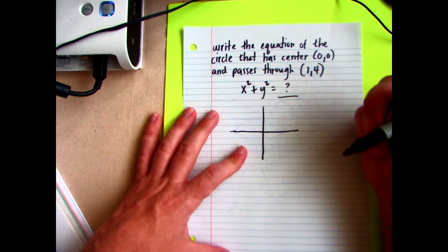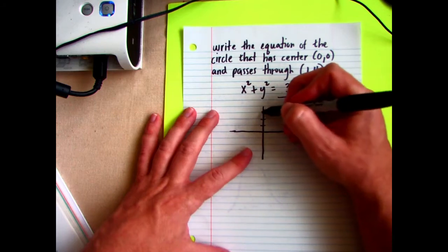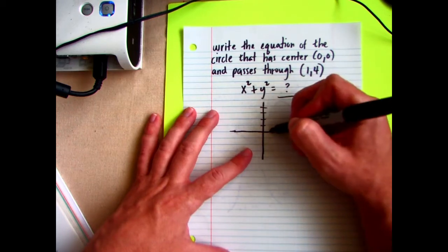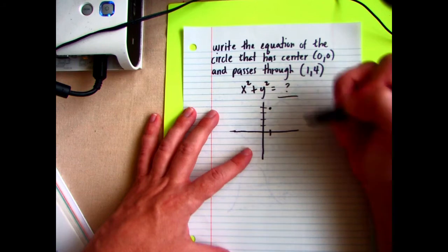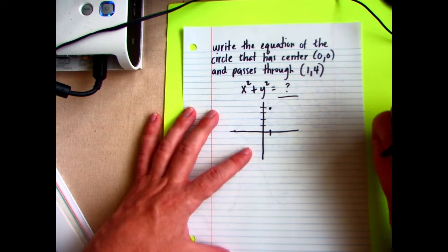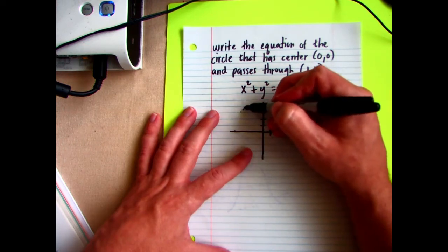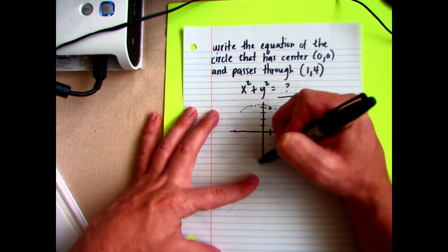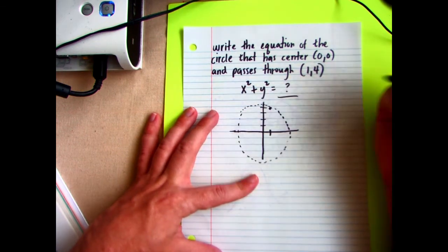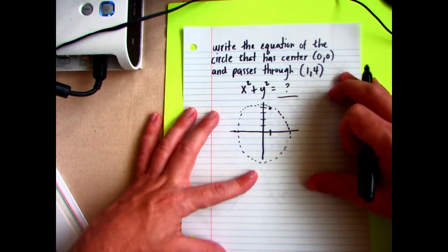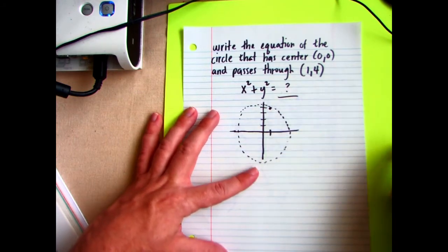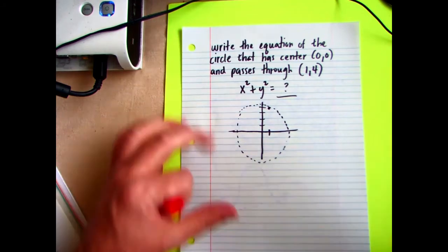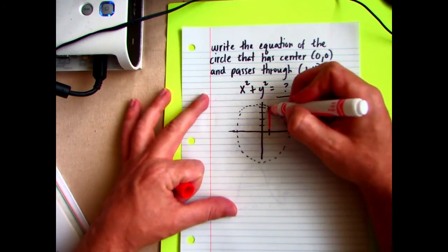And really, you could do this without a sketch. I'm just going to make a quick sketch here to show you what we're trying to get at. You really could do these problems without a sketch, but for this first time, it's going to help to see it. So I'm sketching a rough sketch here of my circle. All I know is that the point 1, 4 is on the circle. So that's what I'm showing here.